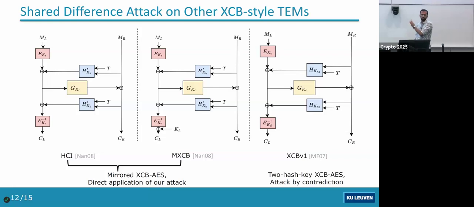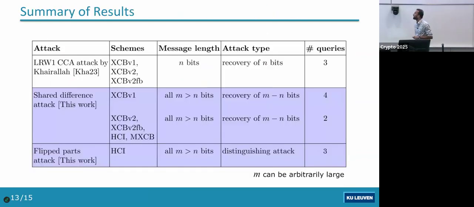I've kept the details for this in the backup slides for the sake of time, but if you're interested, I can also go through it, because this is an interesting way to apply the attack to XCB-V1, which means that having independent hash keys is also not a good idea for the XCB design strategy. Summarizing the attacks in this table.